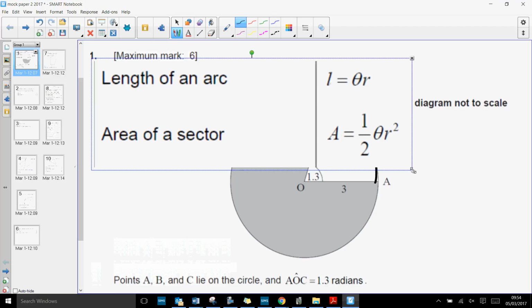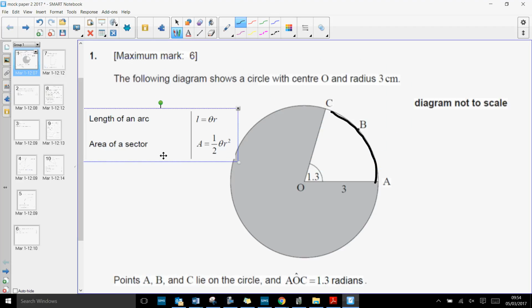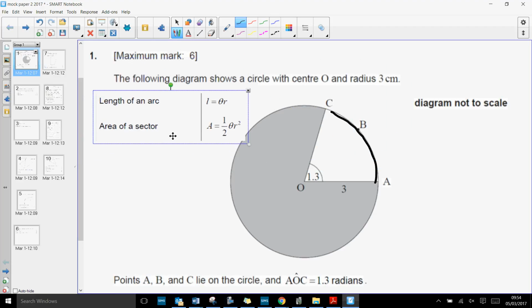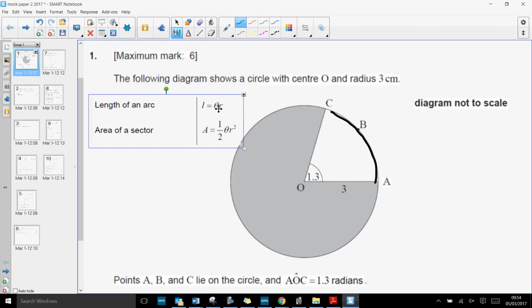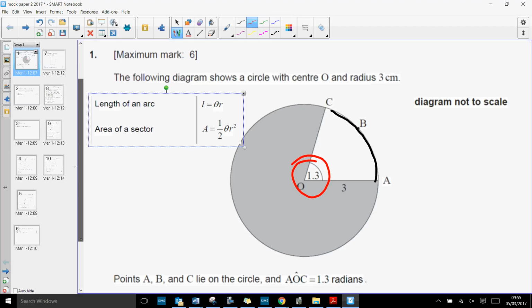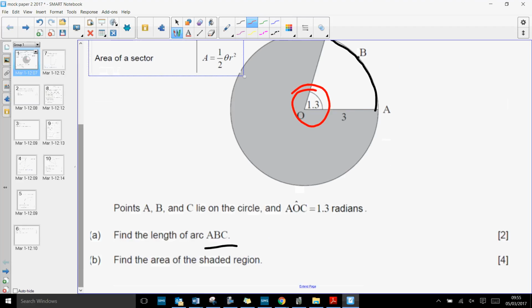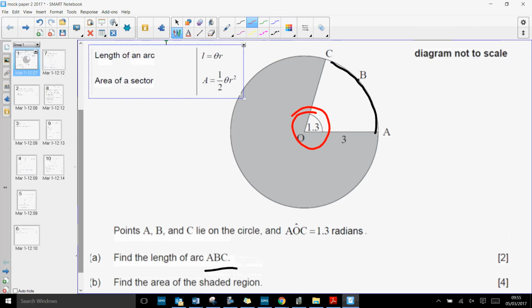So, this is where you need to remember that despite the fact that they've given us these two formulae, the angle theta has to be in radians. Now, luckily for us, it is in radians already, so we don't have to do anything with it. So, length of the arc is just 1.3 multiplied by the radius, which is 3. We don't even need a calculator for that, 3.9.